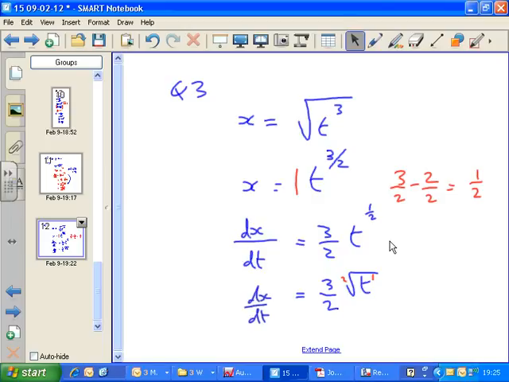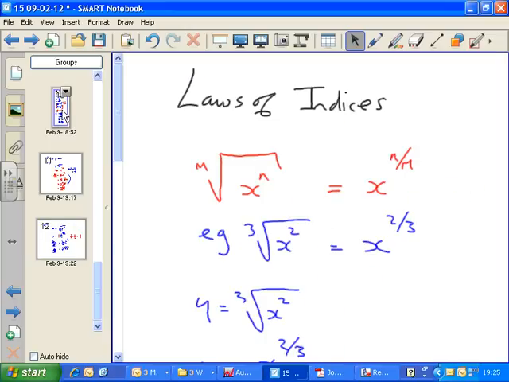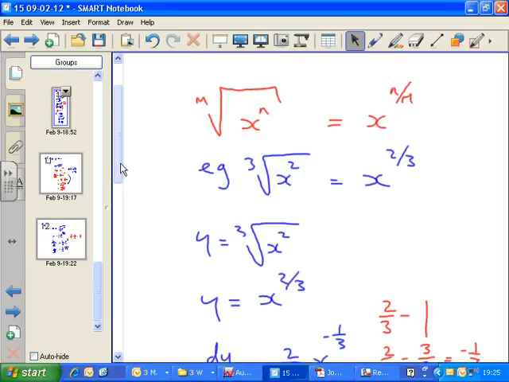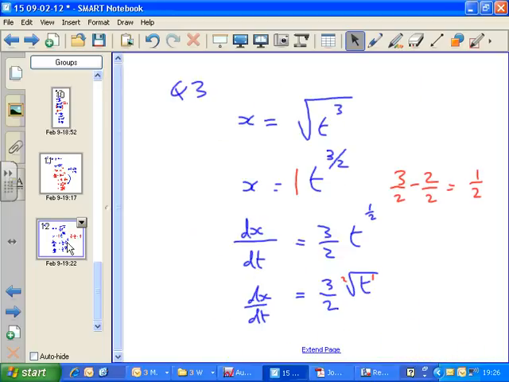We're referring back to these, look. This is the law of indices that's being used here. The mth root of x to the n is written as x to the m over n. So x to the 1 over 2 would be written as the square root of x to the 1, or the square root of x. Okay? But it's just down to practice these things, John. So what's the next one?